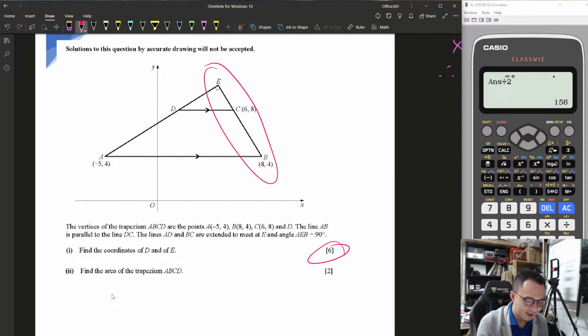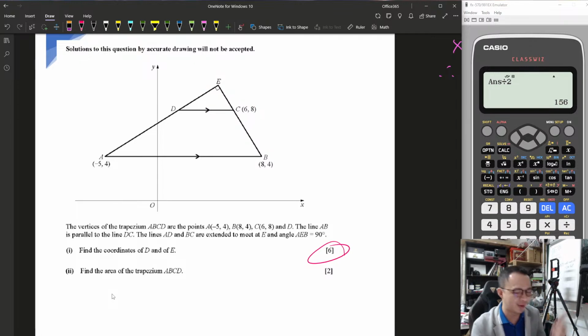Yeah, it's fine. You can just do whatever you want.